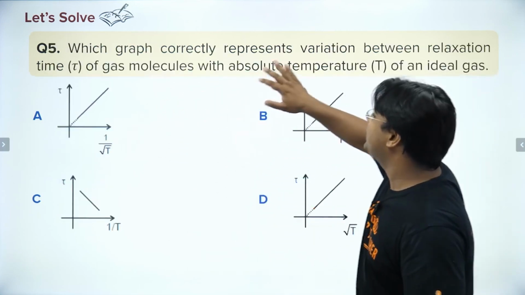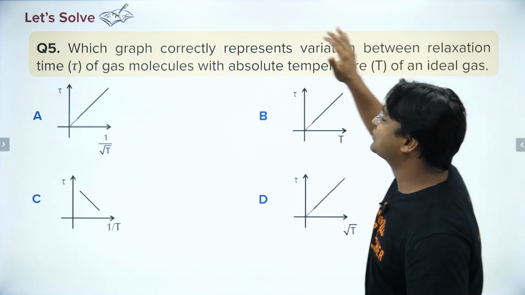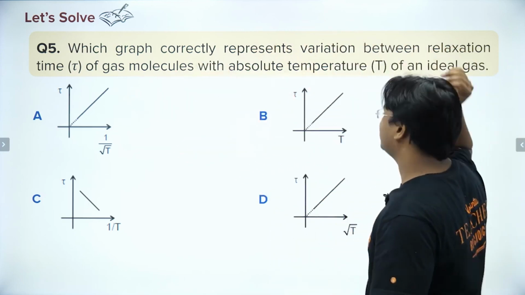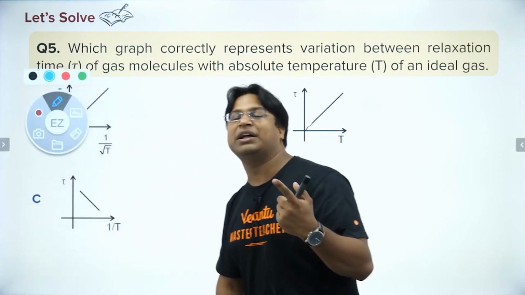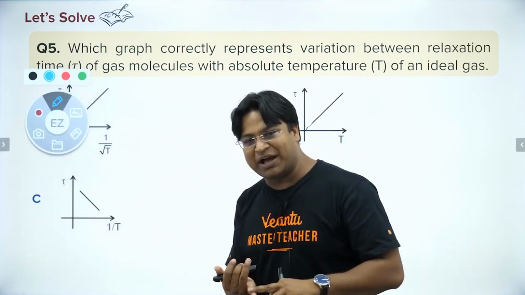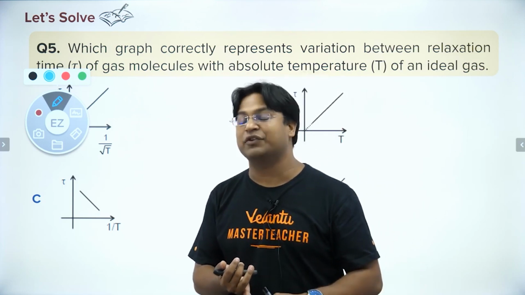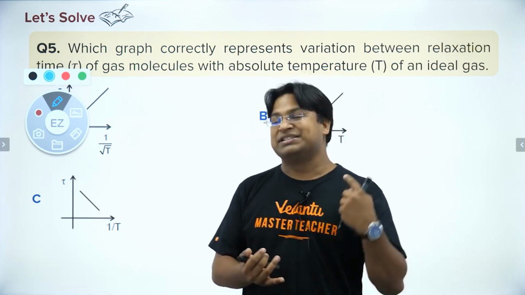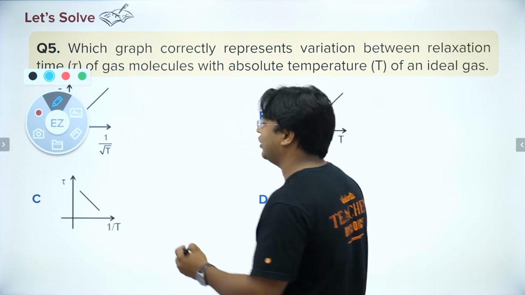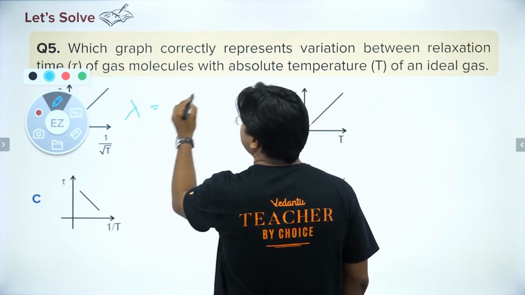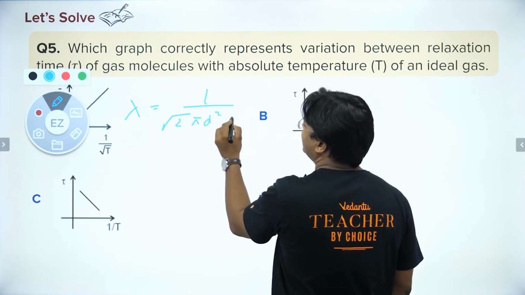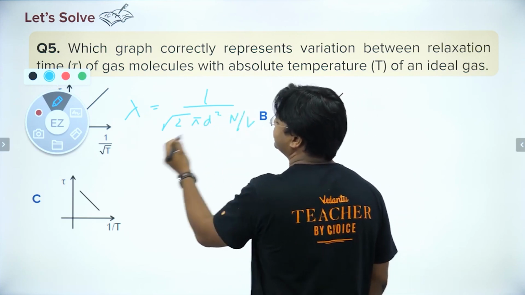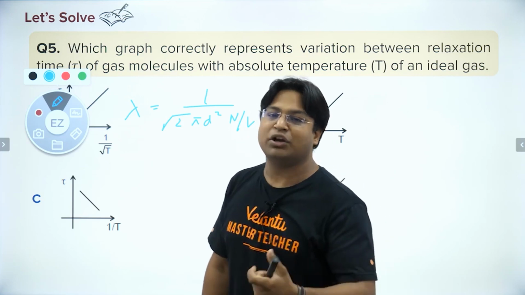Now this question says, which graph correctly represents the variation of the relaxation time with absolute temperature? To address this question, there's one formula that you should be aware of. First of all, you should have a fair understanding of what relaxation time is. Secondly, you should be aware of the formula of the mean free path, which is 1 by root 2 into pi d square into number of molecules divided by volume. So d is the diameter of a molecule here.